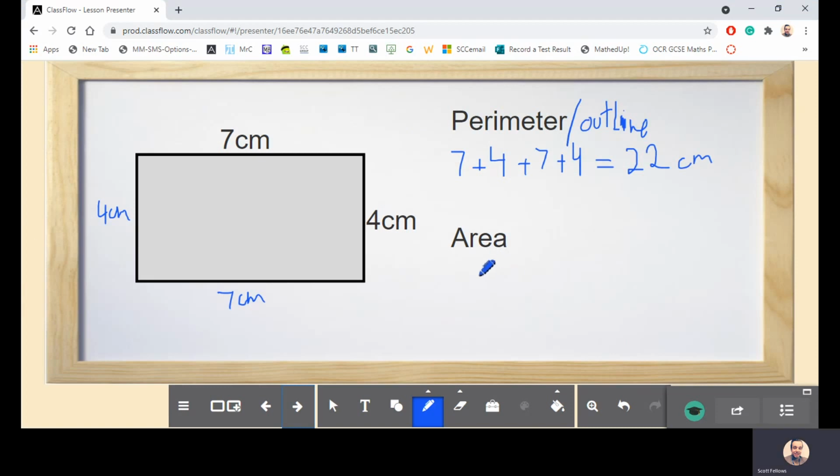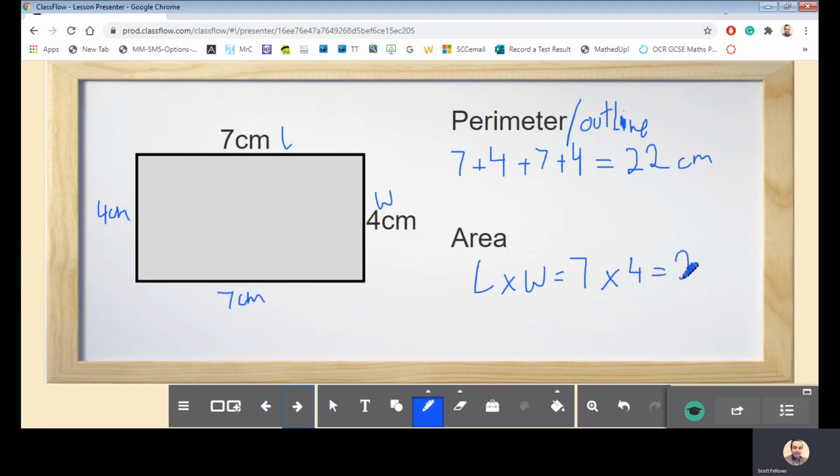The area is the length times the width. Okay, for a rectangle, length times the width. Which here the length is 7. Okay, that's the length alongside. And the width is 4, how wide it is. Okay, so the area would be 28. And this time it's going to be centimeters squared.